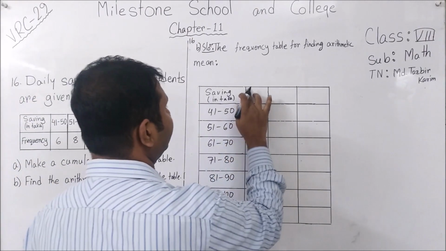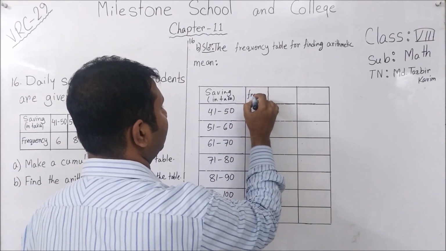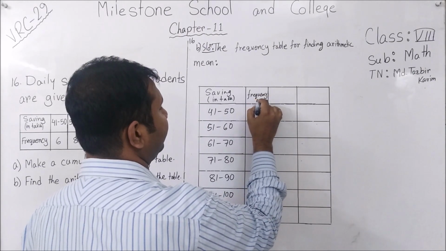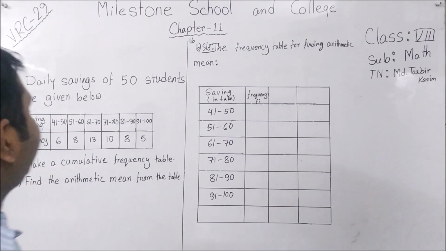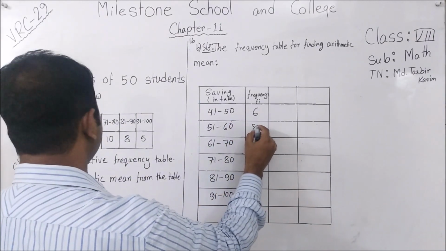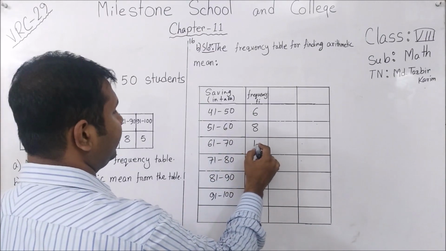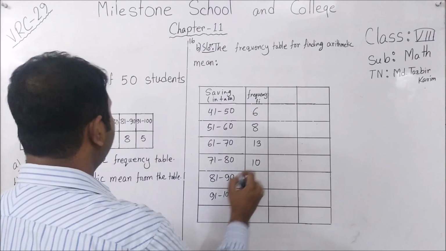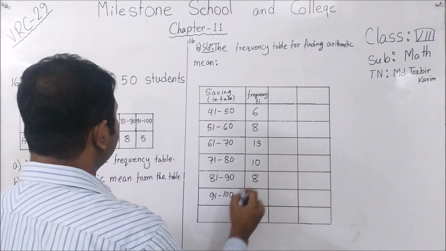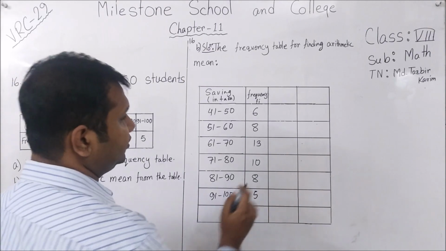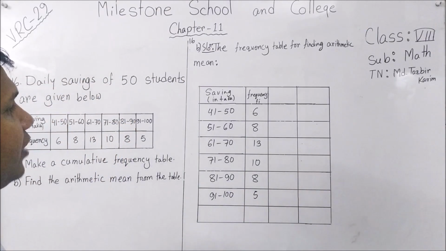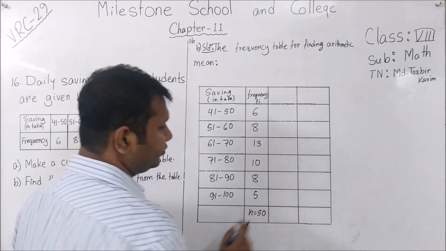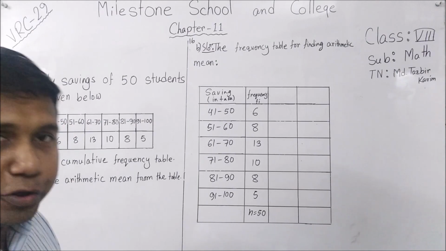Now the frequency that is given, that is fi. So what is given, that is 6, 8, 61 to 70, that is 13, 71 to 80, that is 10, 81 to 90, that is 8, 91 to 100, that is 5. So this is the frequency. If we add them, we will get n equal to how much? 50. Okay.